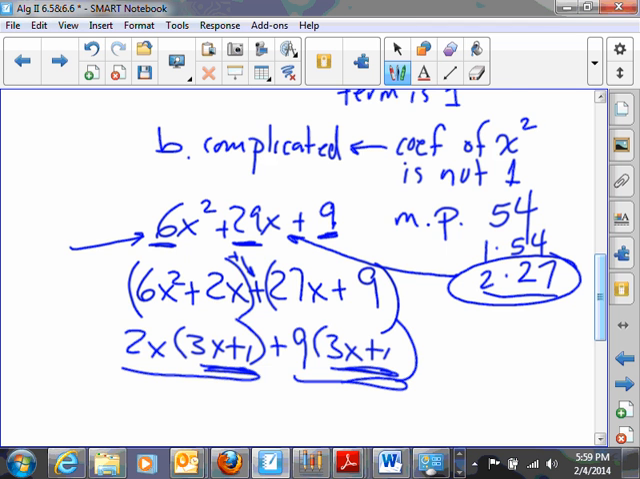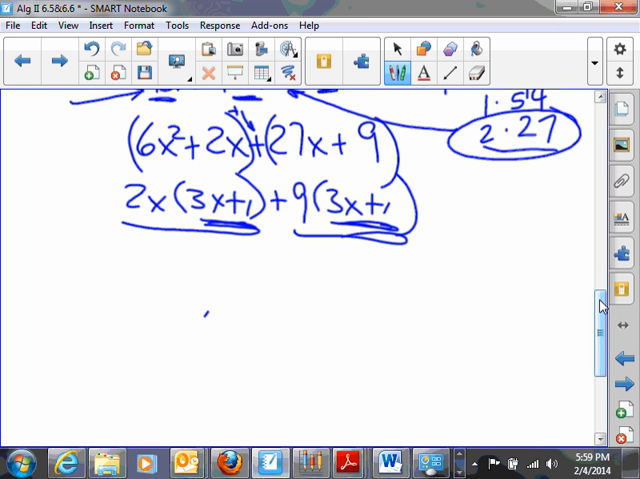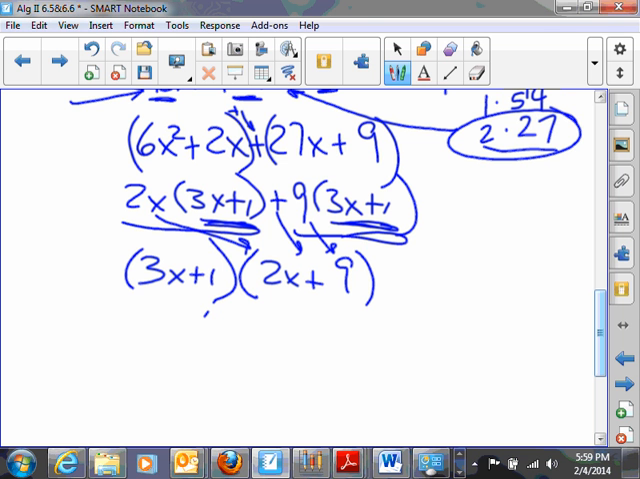So the distributive property says you can take a common factor of 3x plus 1 out, and you're left with 2x plus 9. And it is now factored. Now, we can try one more of these.